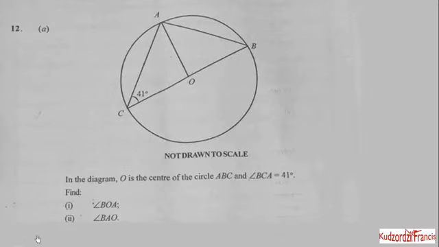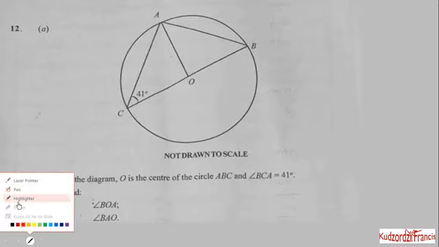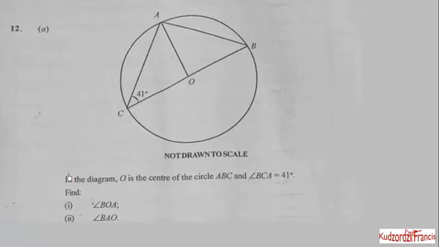So to solve this question, we have so many ways. At least you can think of 3 ways to do this. I'm going to show a few of them. For this particular diagram, we want to calculate angle BOA. Since this is the center, angle at center is twice angle at the edge. So this will be 2 times this, which is 82. As simple as that. So it is 82 degrees.